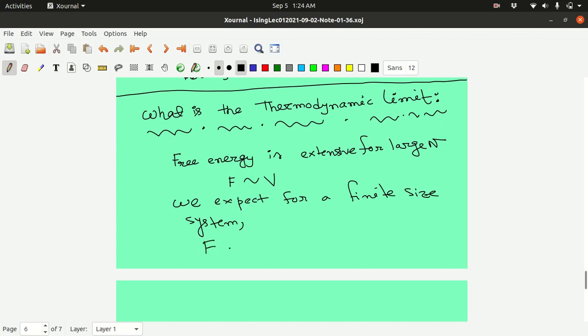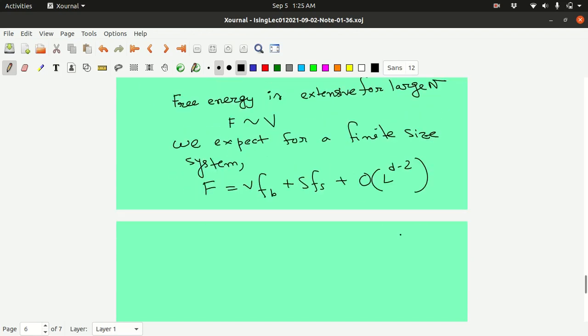The free energy will be written as V times F_B plus S times F_S plus some term of order L to the power d minus 2. So this is for a d-dimensional system.